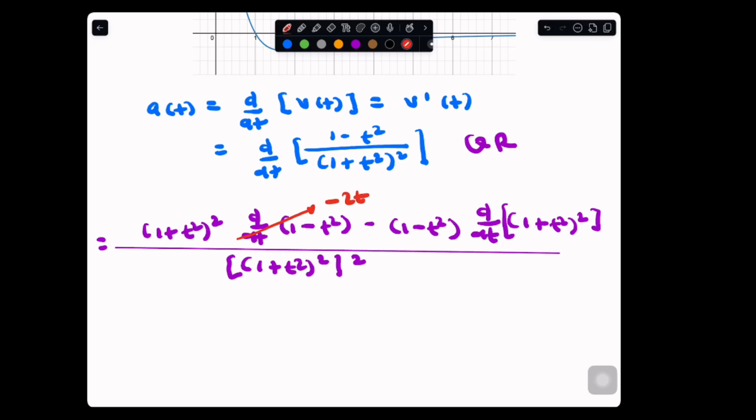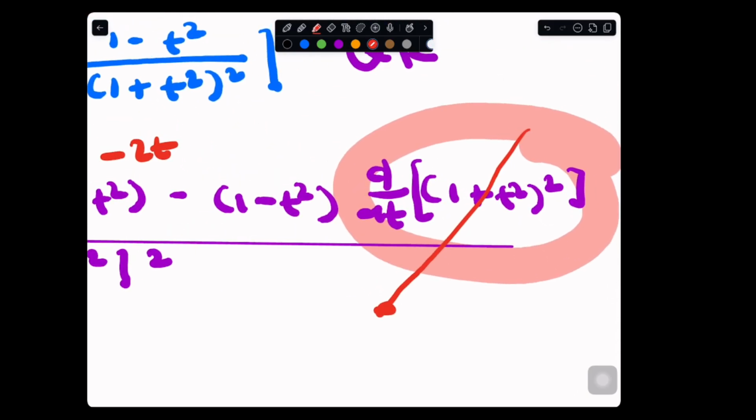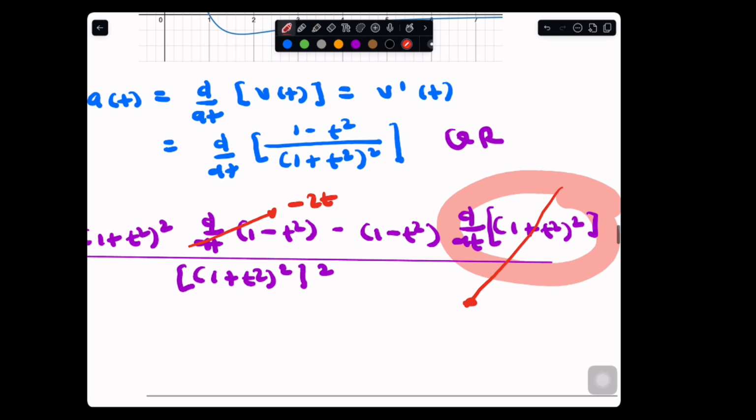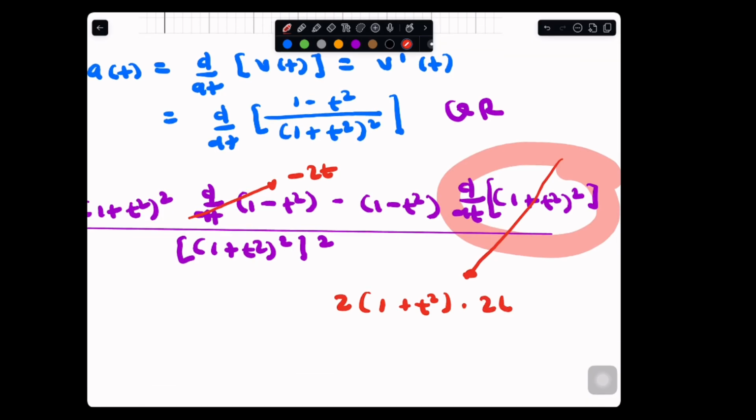Minus 2t, and then this one here. What do you have to do to differentiate this function over here? Anybody remember? It's chain rule. It's power rule for chain rule. So you got to do that power rule for chain rule here. All right. Good. So this will be 2, 1 plus t squared to the first power times the chain, which is 2t. You now get 4t, 1 plus t squared.